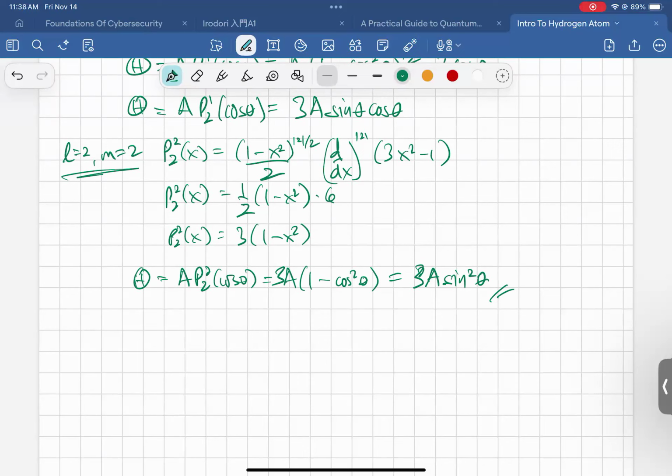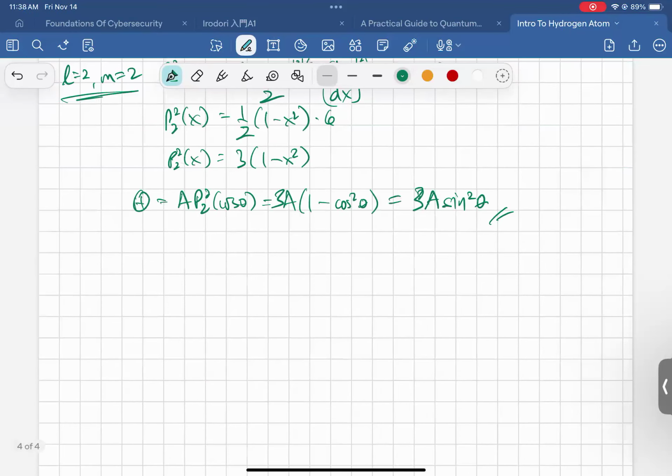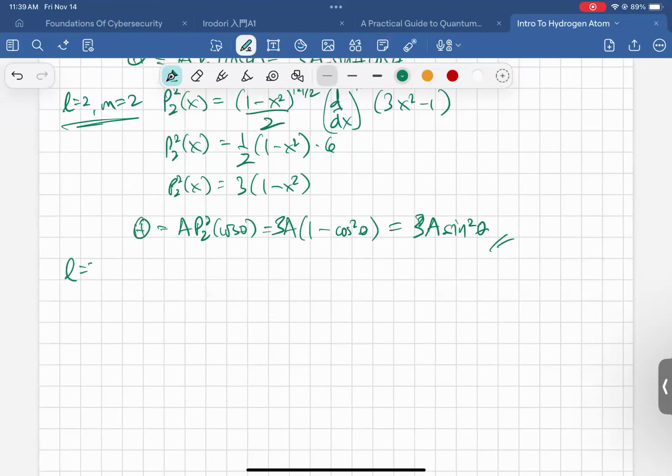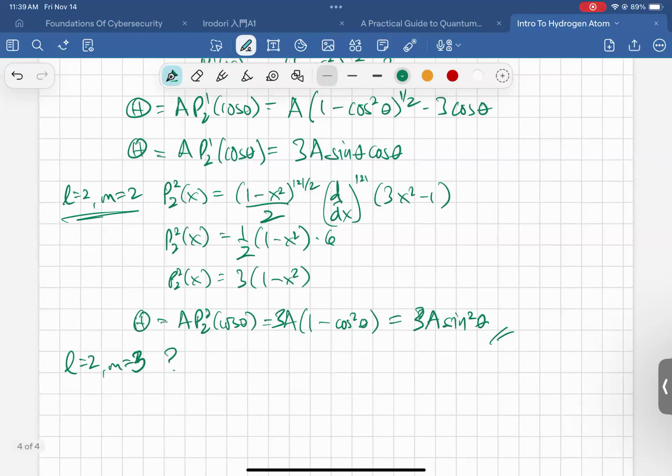Okay, any questions so far? Okay, can we go to m equals 3? Pwede ba natin makuha yung L equals 2 tsaka m equals 3? Well, kung mapapansin nyo, hindi natin pwede makuha yon kasi we have this expression.